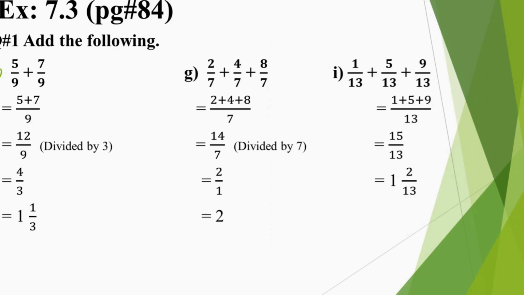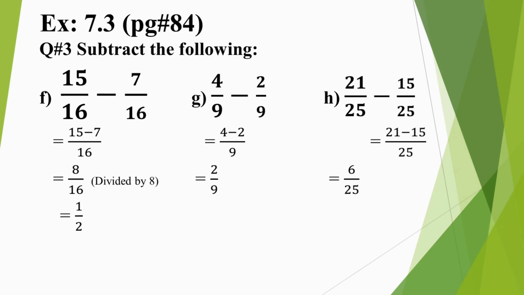Okay. Next is the I part, in which you have a common denominator, that is 13, and you have numerators 1 plus 5 plus 9, that becomes 15. 15 and 13 don't have any common table, but it's an improper fraction. You can see 15 by 13. So you have to draw the line for rough work and divide it to convert this improper fraction into a mixed fraction, and it comes out to be 1 and 2 by 13. Let's try it on your own.